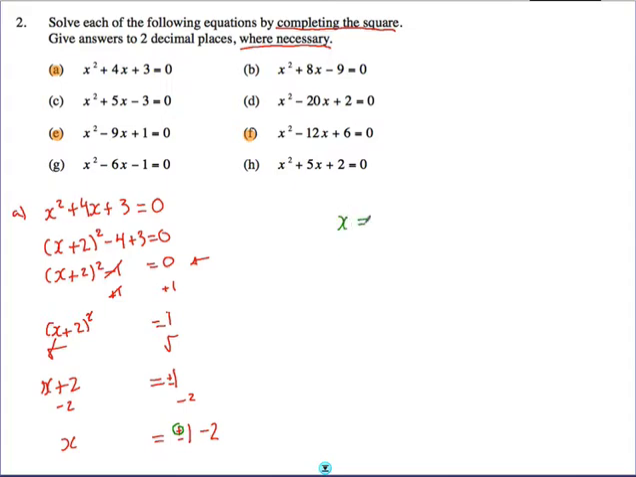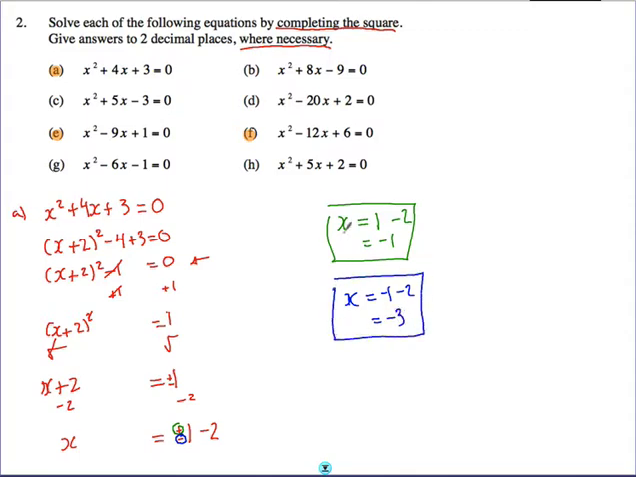So if 1 was a plus, we have 1 minus 2, and 1 minus 2 would just give us minus 1. So x is minus 1. Now let's take a look at it when 1 is a minus 1. So that would just be x is equal to minus 1 minus 2, and minus 1 minus 2 is minus 3. So here's your x value, x is minus 1, here's your x value, x is minus 3. And we're done. Okay, let's take a look at E.